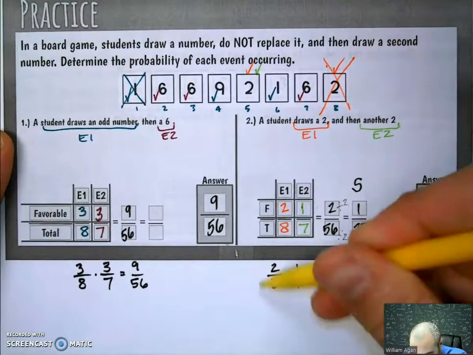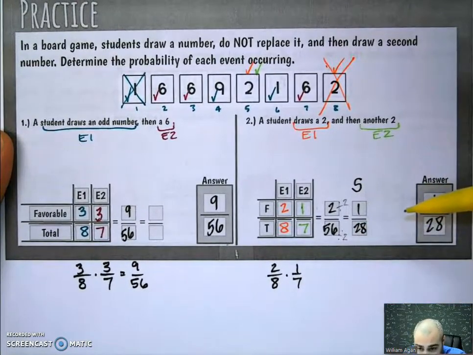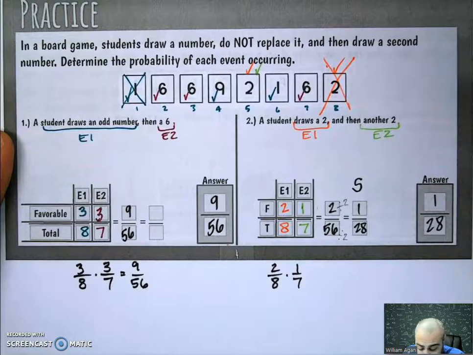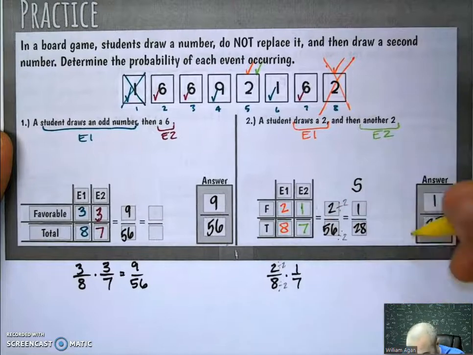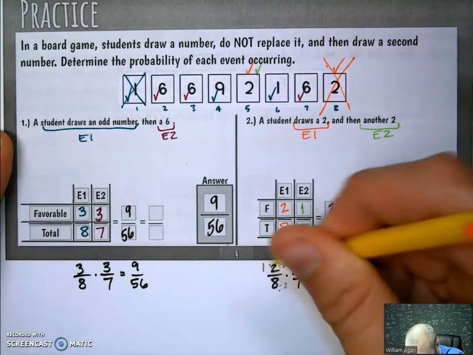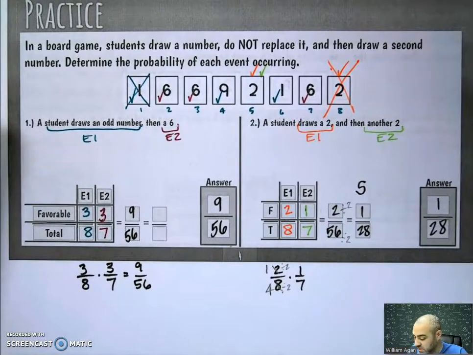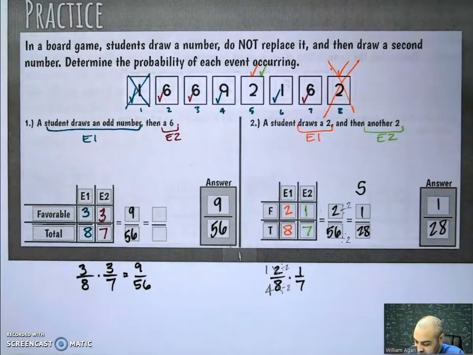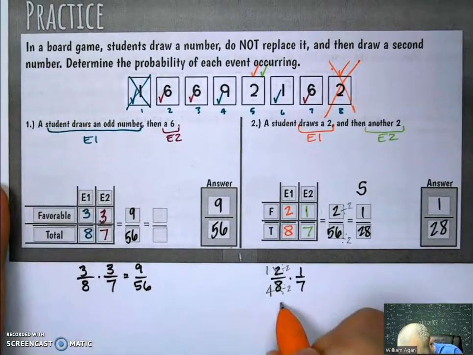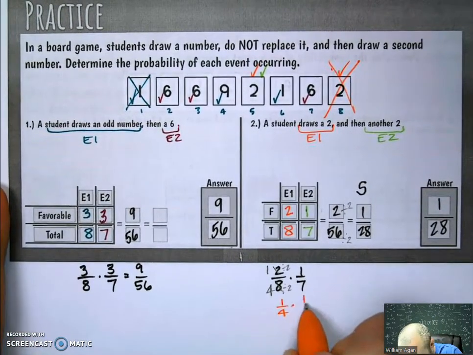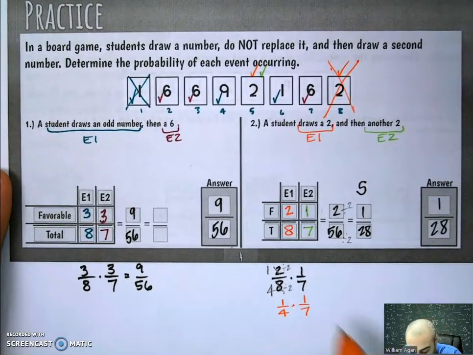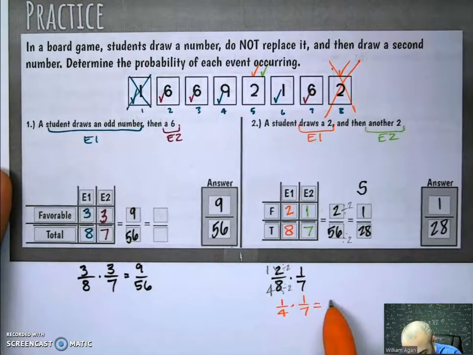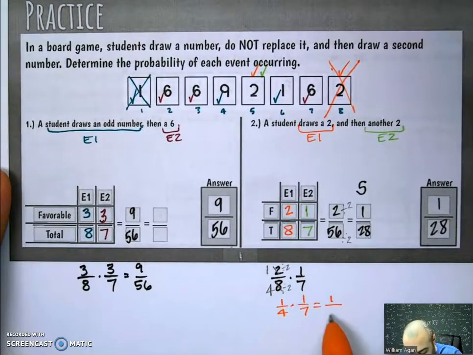Okay, so can I simplify anything in here? Yes, 2 and 8. Those are both divisible by 2. They're both even numbers. So I divide by 2, divide by 2. 2 divided by 2 gives me 1, and 8 divided by 2 gives me 4. So now, if I rewrite this, I have 1 over 4 times 1 over 7. Okay, I cannot simplify it anymore. So I multiply straight across. 1 times 1 is 1 over 4 times 7 is 28.